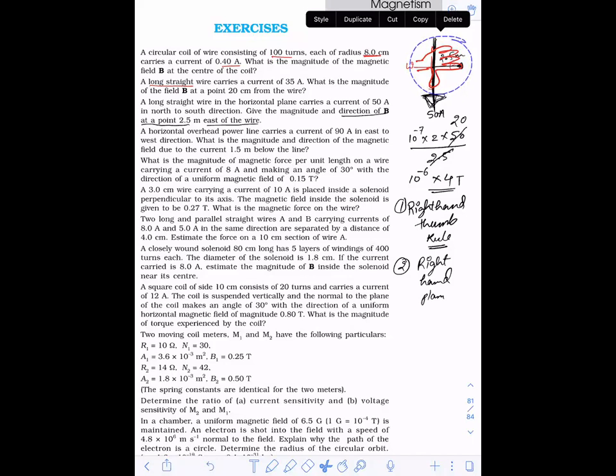Yes. Align your thumb in the direction of current and four fingers in the direction of the point, towards the point. Now draw perpendicular to the palm. Okay, I have shown the figure how you have to do that. Now just draw the perpendicular onto your palm. Are you getting the perpendicular pointing towards the ceiling? Yes.